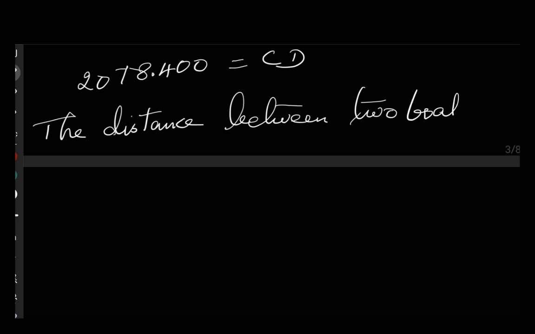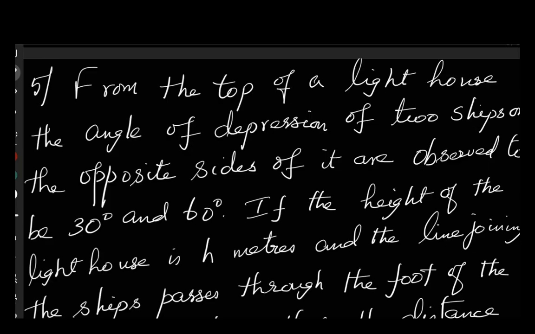Two boats is equal to 2078.4 meter. This is the answer.